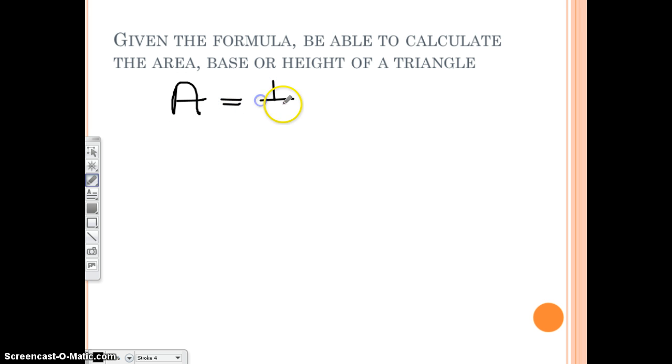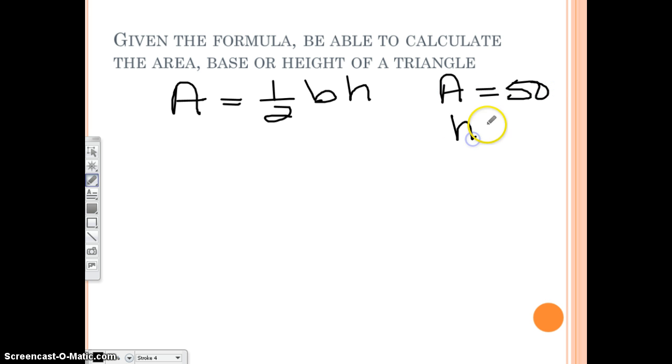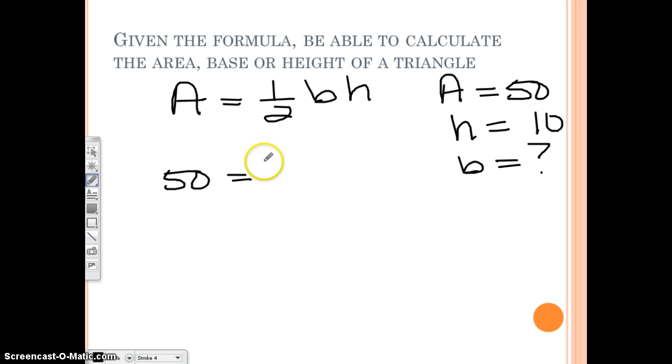Area is equal to 1/2 the base times the height. If we know that the area is equal to 50 and that the height is equal to 10, how big is the base? Let's plug and chug. Our area is equal to 50. 1/2 is a constant. The base we don't know. Our height is equal to 10.